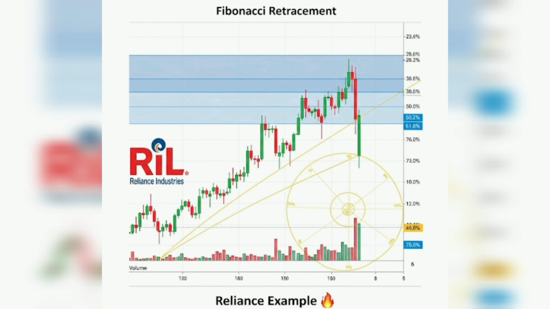23.6% equals 1,448 rupees. 38.2% equals 1,381 rupees. 50% equals 1,333 rupees. 61.8% equals 1,266 rupees. That means if Reliance corrects, these levels can act as support zones where price may bounce back.